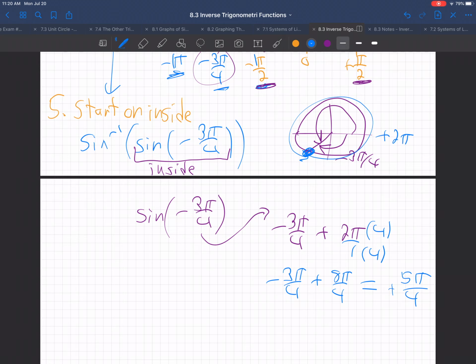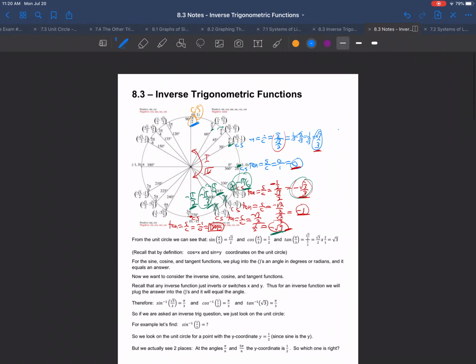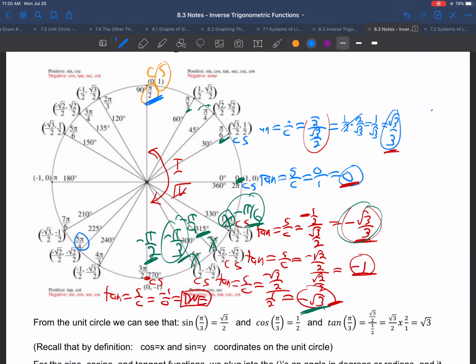Okay, good. So this becomes the sine of positive 5 pi over 4. That's the same spot on the unit circle because we just added one full rotation. So we're back to the same spot. So let's go look for the sine of 5 pi over 4 on the unit circle. Where is 5 pi over 4? It's right here, as I was saying.